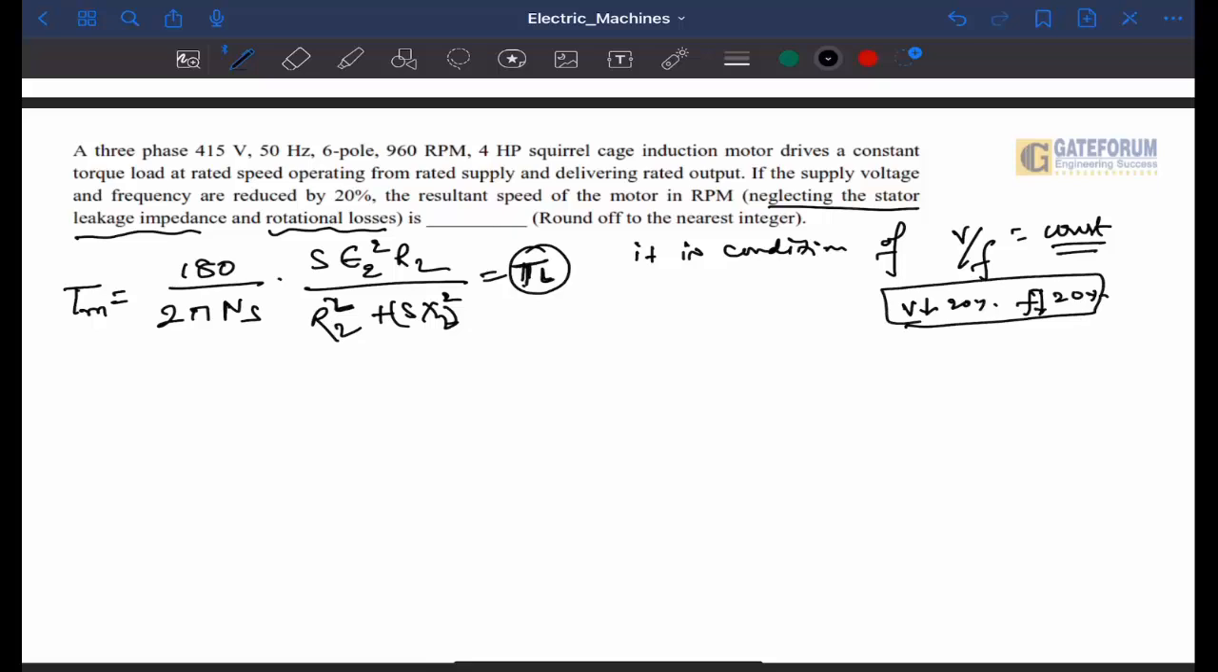It means that your magnetic field inside the motor will always be constant, since the magnetic field flux mostly depends on the V by f ratio. If it is constant, your magnetic field inside the motor will not change and it will have better performance.